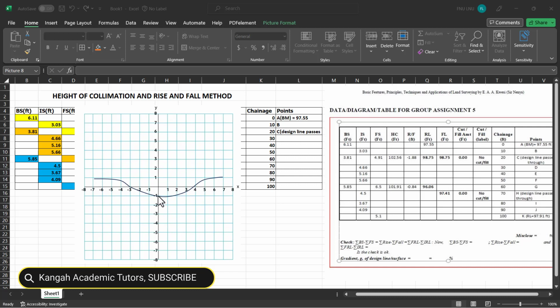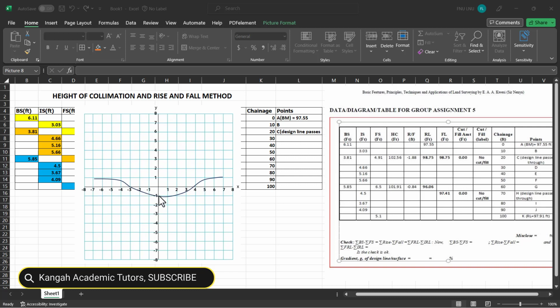So what you have to do is subtract the finish level from the reduced levels. So when you subtract 70 from 75, you will get 5. So meaning that from this level to this level, you have a cut of 5 feet. You have to cut.